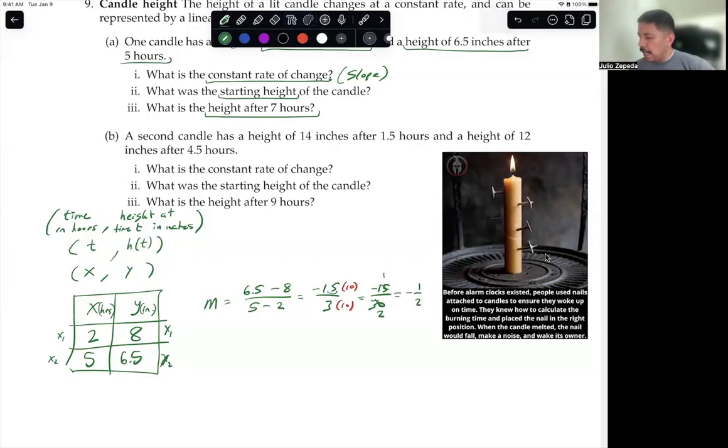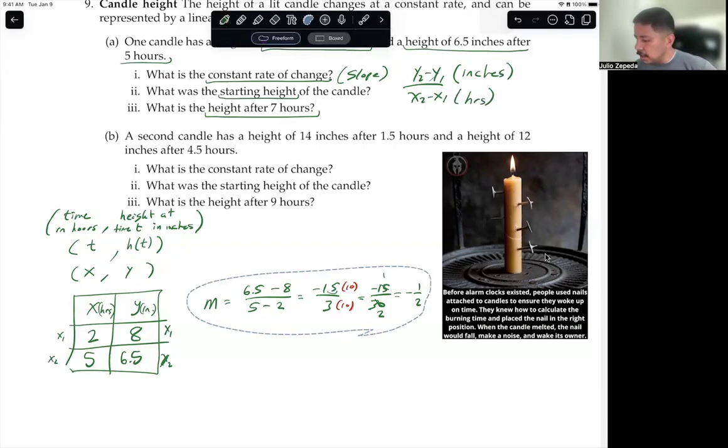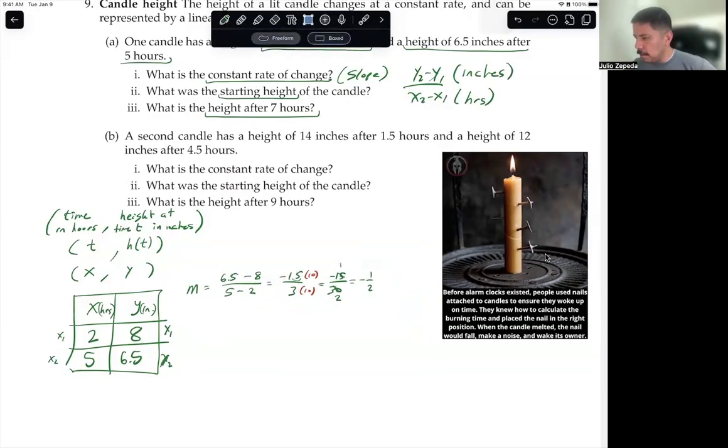Keep in mind that when we do the slope, it's y2 minus y1 over x2 minus x1. If y has units, like in this case inches, and x has units, which in this case is hours, then this negative 1/2 has units assigned to it as well. This is negative 1/2 inches per hour. So what this is saying is it loses 1 inch every 2 hours.